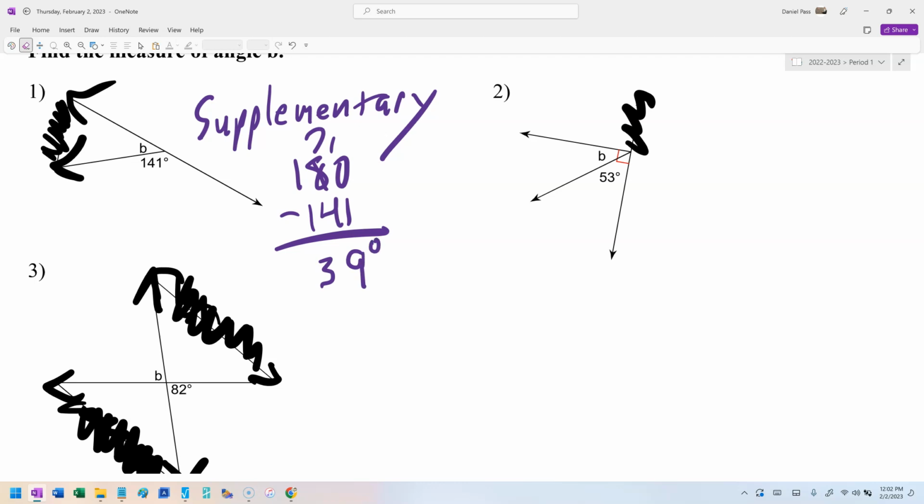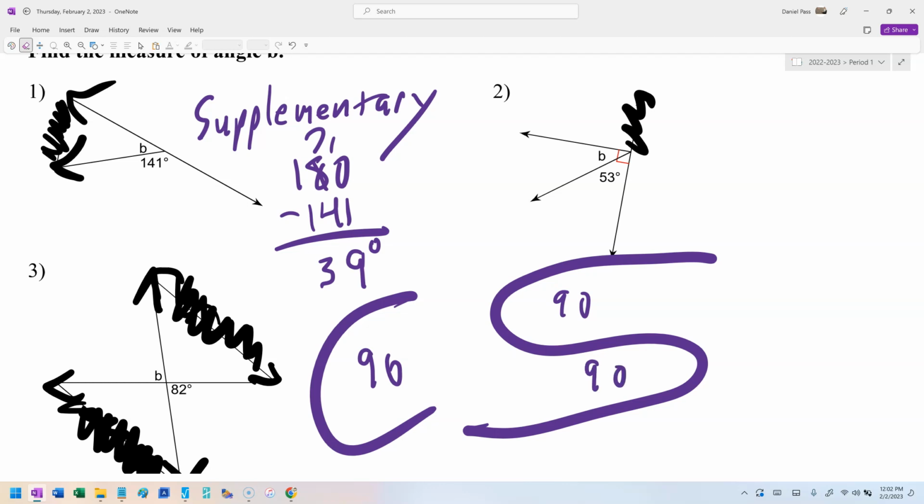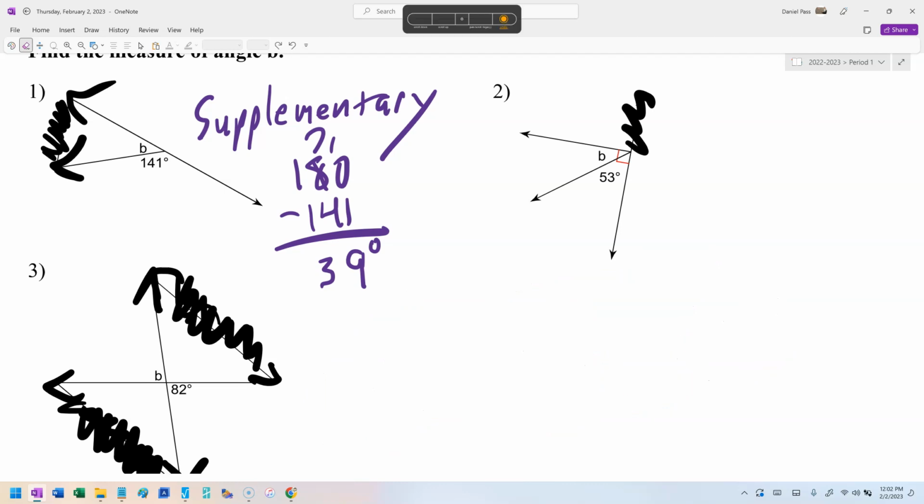And then B. Now, I should maybe put my real remembering trick, right? Complementary is only 90 and supplementary is 180, right? That's my little C and S trick. That might help you too. All right, number 2.